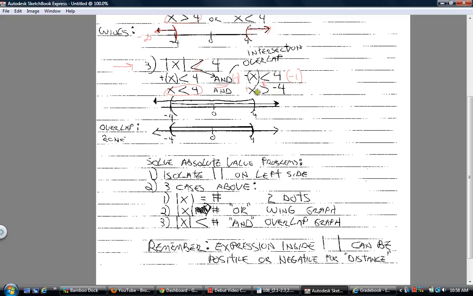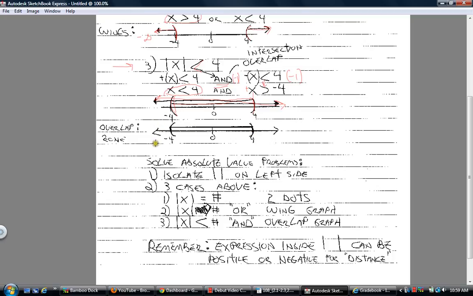Okay, now where is the region that satisfies both these conditions? X is less than 4 is over here, and you're going towards negative infinity. This guy, x is greater than negative 4, you're down here, and you're going this way. And now you want to find where's the region, where's the intersection that satisfies both these conditions. Answer, between negative 4 and 4.